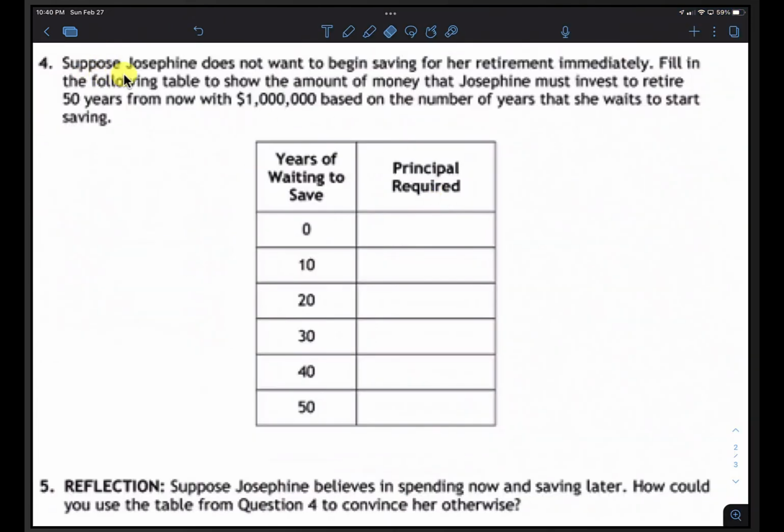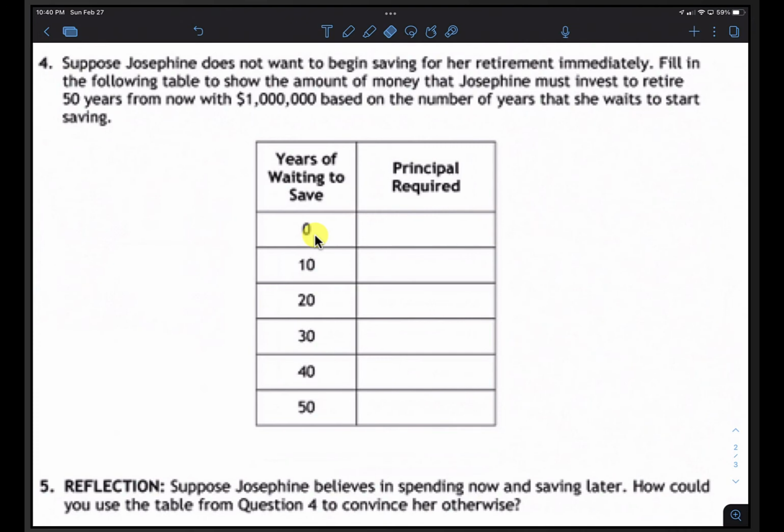All right, here's number 4. Suppose that Josephine does not want to begin saving for her retirement immediately. Fill in the following table to show the amount of money that Josephine must invest to retire 50 years from now with $1 million based on the number of years that she waits to start saving. So in this first column, it is years of waiting to save. So if that is 0, that means she's ready to save now.